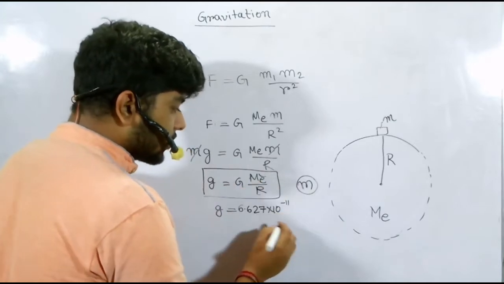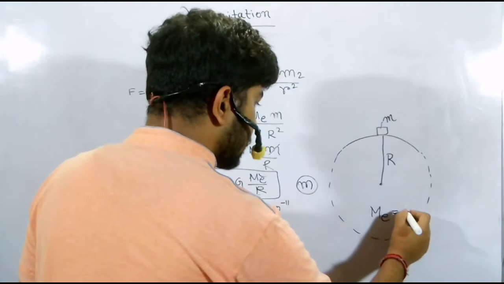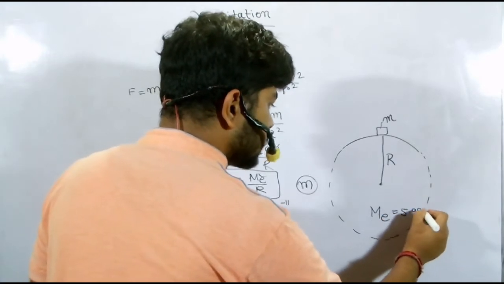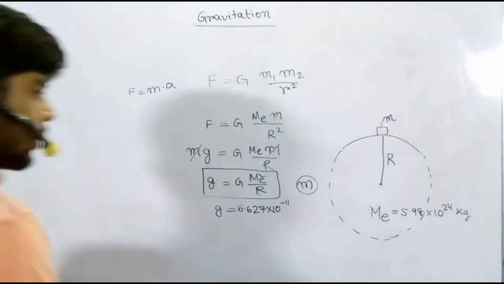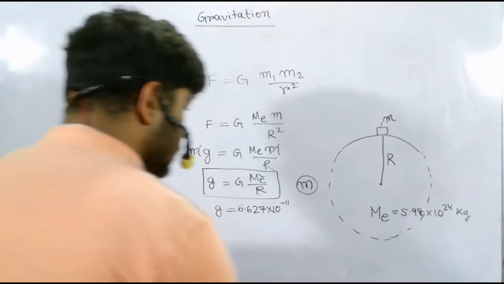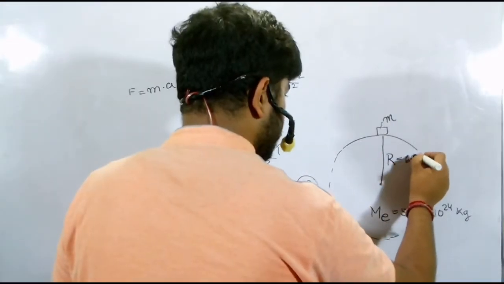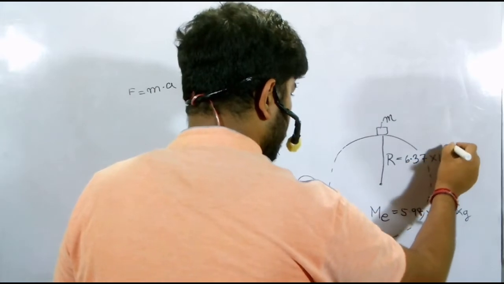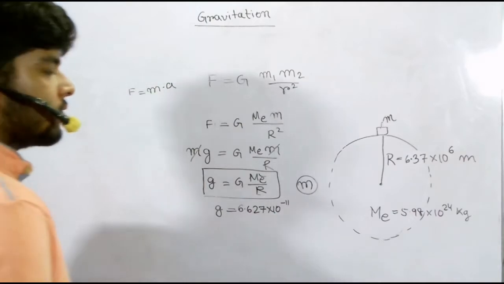What is the mass of earth? The mass of earth is 5.98 into 10 to the power 24 kg. Okay, this is the mass of the earth. And what is the radius of the earth? The radius of the earth is 6.37 into 10 to the power 6 meter. This is the radius of earth.